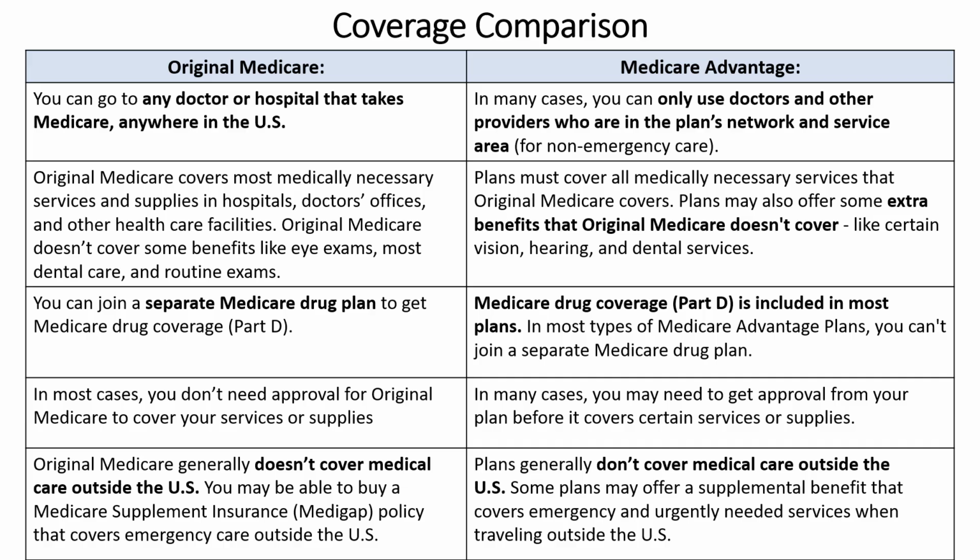Plans must cover all medically necessary services that Original Medicare covers. Plans may also offer some extra benefits that Original Medicare doesn't cover, like certain vision, hearing, and dental services. Medicare drug coverage, Part D, is included in most plans. In most types of Medicare Advantage plans, you can't join a separate Medicare drug plan. In many cases, you may need to get approval from your plan before it covers certain services or supplies.